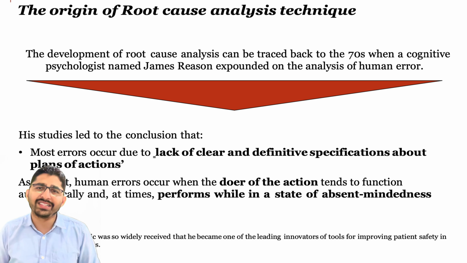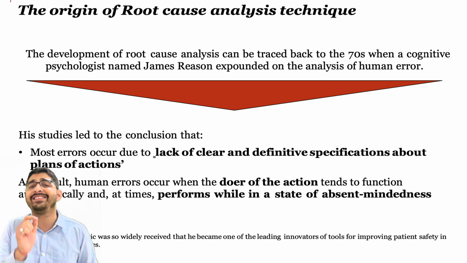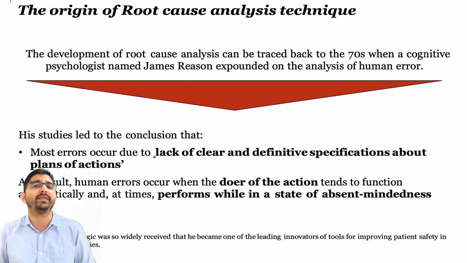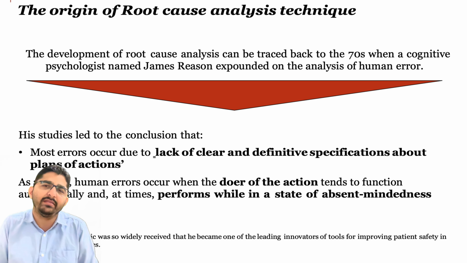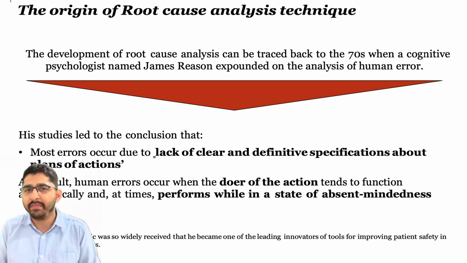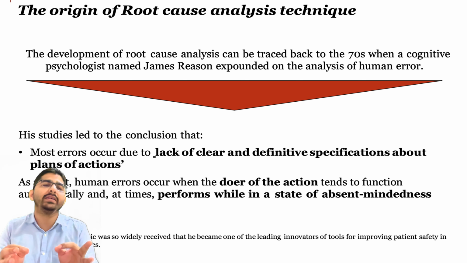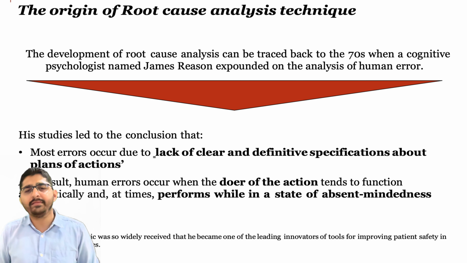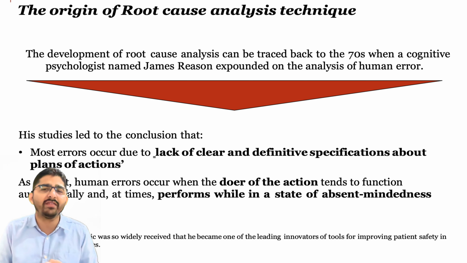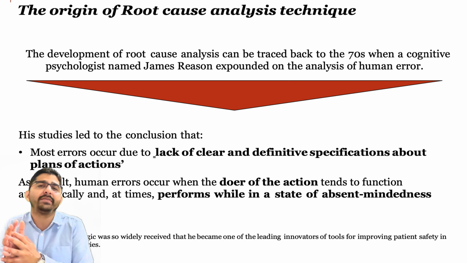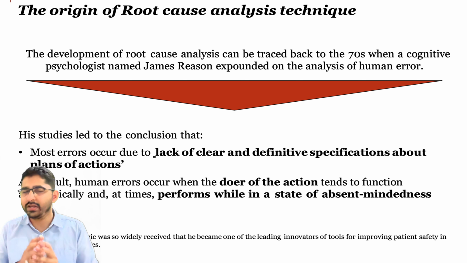When he was doing a study, he came to the conclusion that most errors occurred due to the lack of a clear and definitive specification about the plan of action. It is very simple to understand, my friends. This is the reason why SOP is important across processes. A standard operating procedure, or a defined procedure of the given specification. Because whenever there is no such given procedure, problems will always occur, my friends. As a result, human error occurs when the doer of the action tends to function automatically and at times performs while in a state of absent-mindedness. So I hope this is very easy to understand, my friends.